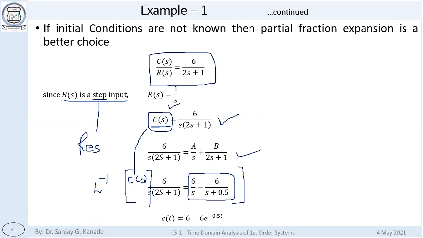I am taking the Laplace inverse of C of S, which is nothing but C of T, right? And that is what the step response is. So again here, 6 upon S, this is nothing but a step. Its Laplace inverse is 1, so 6 into 1 is 1. And here 6 also comes out in common. 1 upon S plus 0.5, its Laplace inverse is e raised to minus 0.5 t. So do we get the same expression for the step response as we got in the earlier slide?